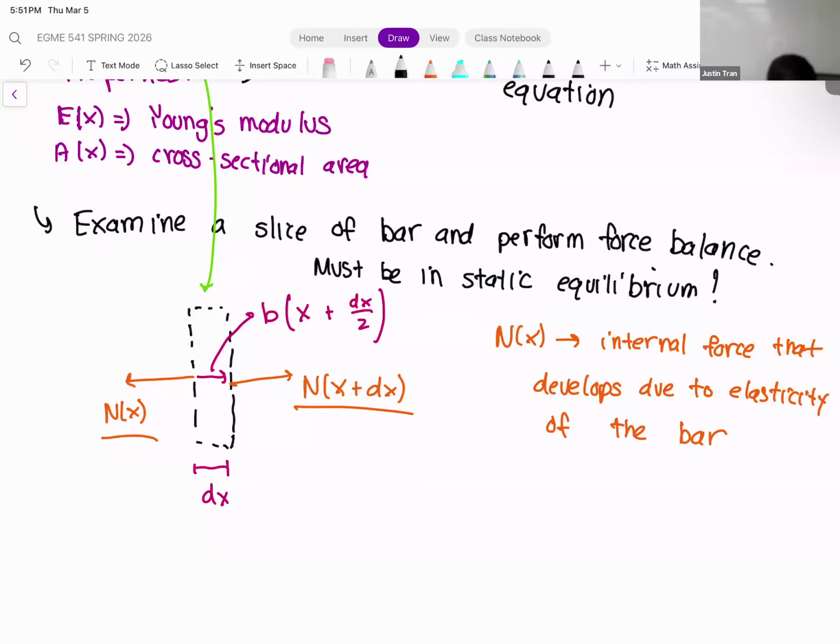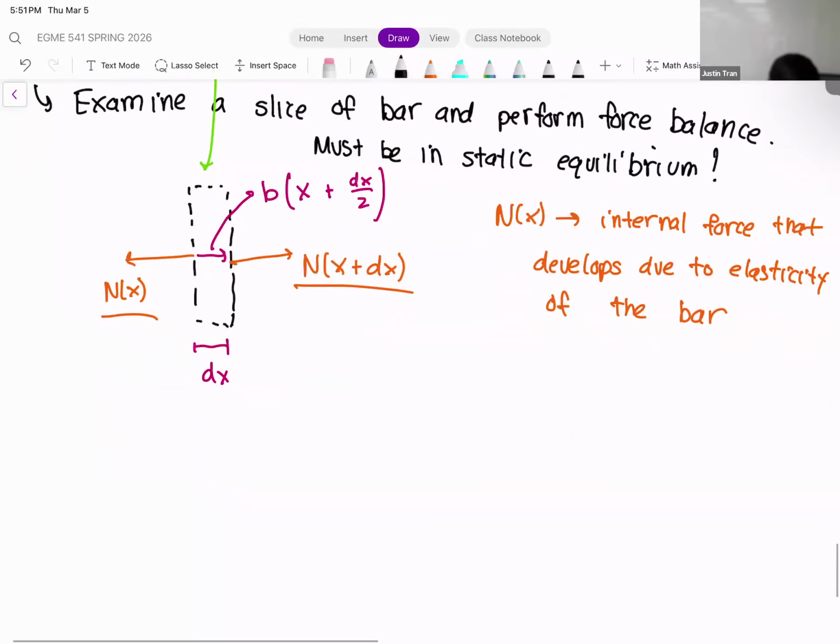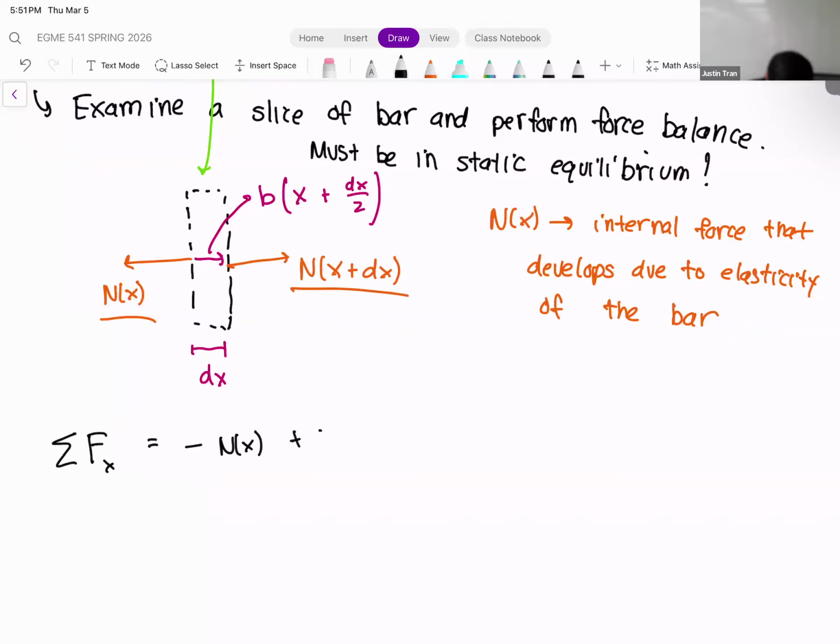All right. So let's go ahead and sum the forces. We only have one dimension of forces here, which is in the x direction. So we sum up the forces in the x direction. We're basically just going to add up all the forces together here. So this is going to be a minus N of x, because that N of x is pointing to the left, plus N of x plus dx, because that force is pointing to the right.